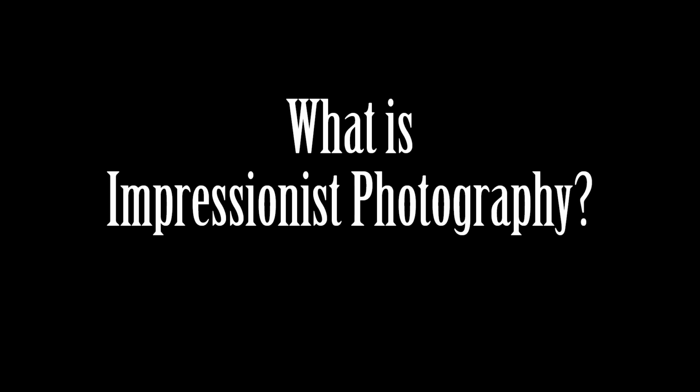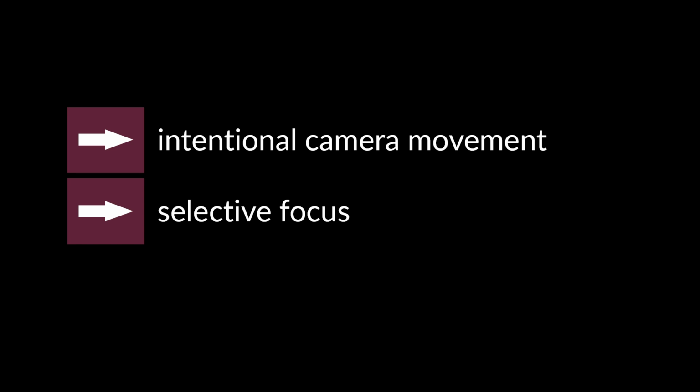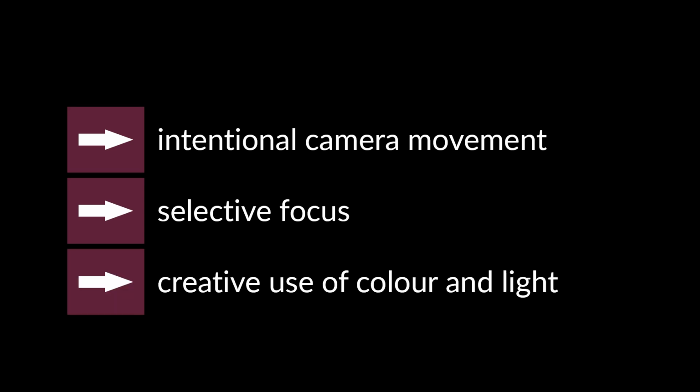First, let me explain what Impressionist photography means. Impressionist photography is a unique style of art that differs from traditional photography in many ways. Rather than capturing a scene in a detailed and precise manner, Impressionist photography focuses on capturing a scene's mood, atmosphere, and emotions. This is achieved by using various techniques such as intentional camera movement, selective focus, and creative use of color and light. Whether you are a beginner or an expert, Impressionist photography can help you express your creativity and see the world in a new way.